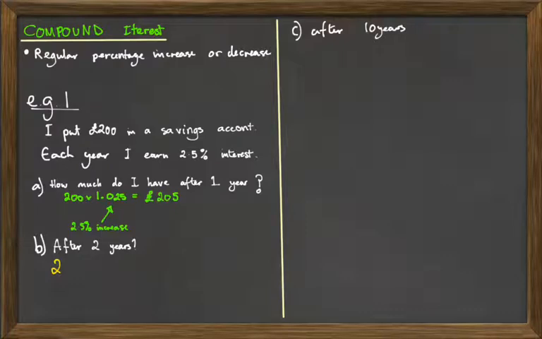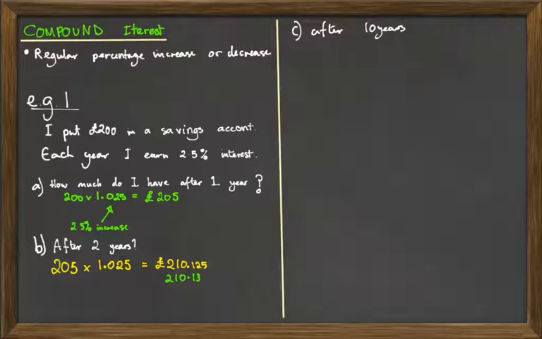Okay, after 2 years. There are two ways you could do it. This is one way. You take what happened after the first year, and you multiply that by 1.025, because it's increasing again by 2.5%. So it would be 205 times 1.025, which gives you 210.125 in your calculator. Because it's money, we might round it to 2 decimal places. Okay, so this is one way to think about it. We take the first year and times it by 1.025, and that gives us the second year.